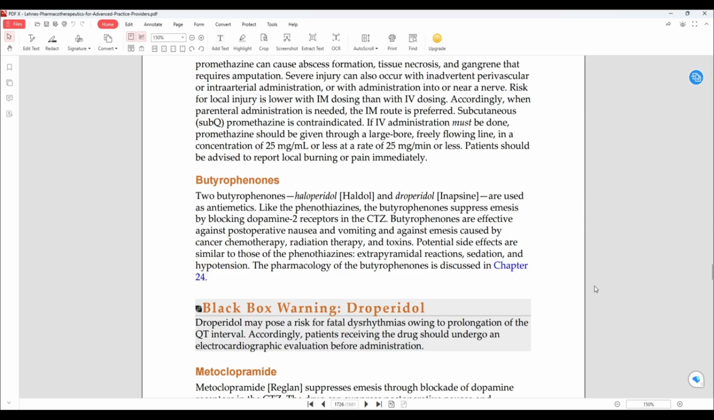Subcutaneous promethazine is contraindicated. If IV administration must be done, promethazine should be given through a large bore, free-flowing line in a concentration of 25 milligrams per ml or less, at a rate of 25 milligrams per minute or less. Patients should be advised to report local burning or pain immediately.